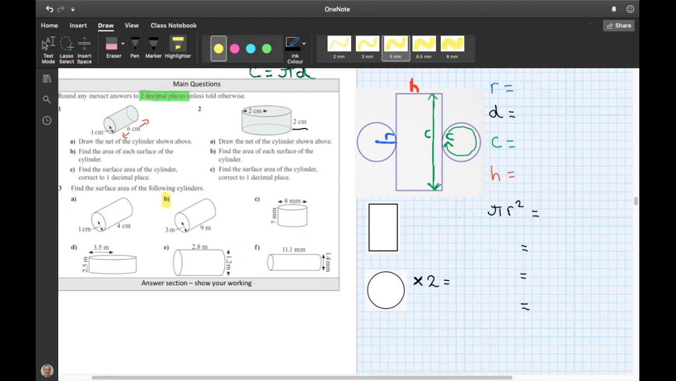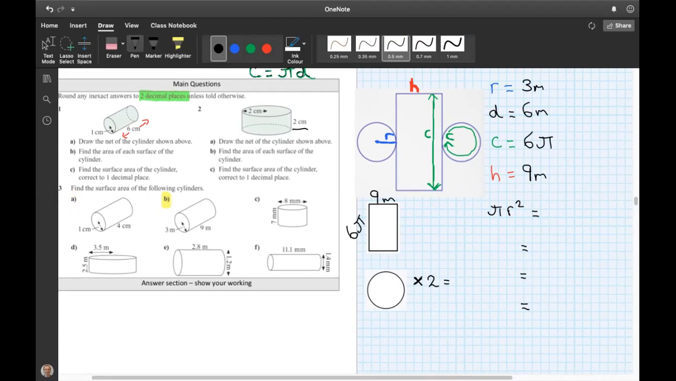3B. Let's get labelling. So our radius, first of all, 3 metres. Diameter, double that, 6 metres. Your circumference is the diameter, 6 multiplied by pi. Your height was given to you, 9 metres. Now we're ready to label. Got 9 metres here, then we had 6 pi here.